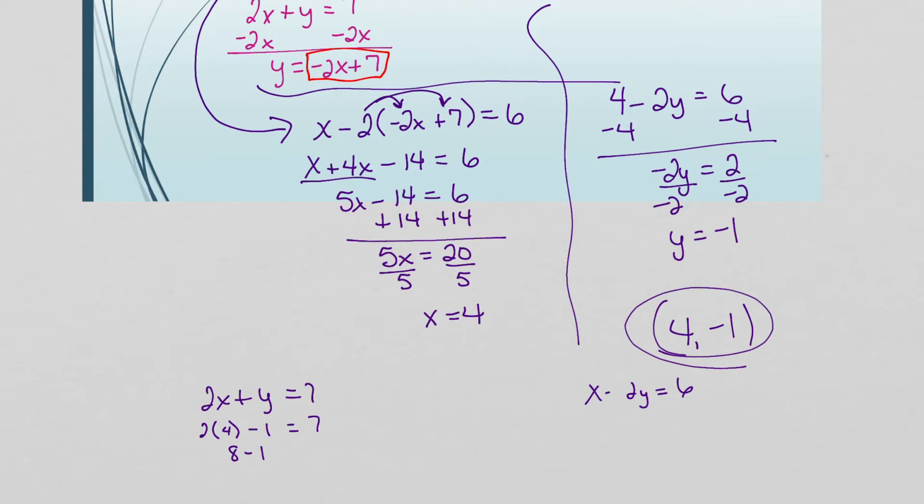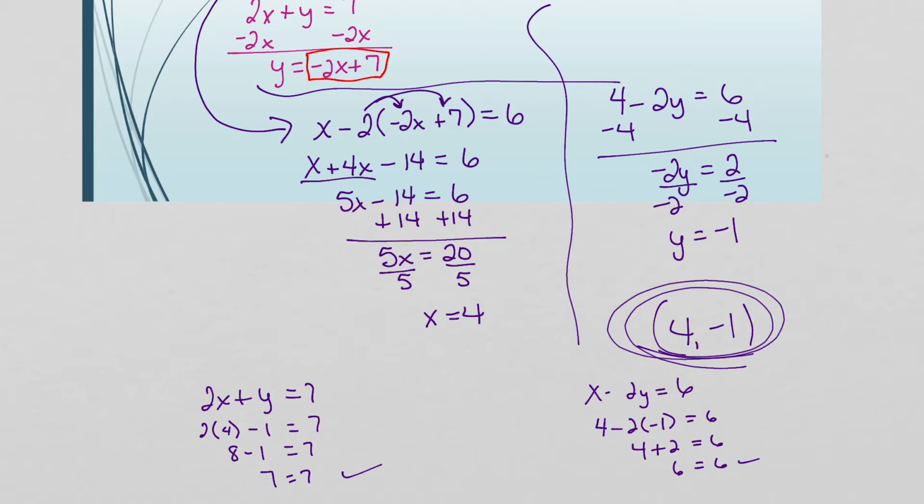So 8 minus 1 equals 7. Yep, 7 equals 7 today. That's good. Okay, so now we're going to substitute it in over here. 4 minus 2 times negative 1. This is really 4 plus 2. Yep, that works too. Okay, I am sure with 100% certainty that this is our correct answer.